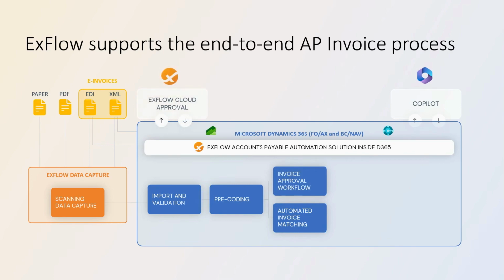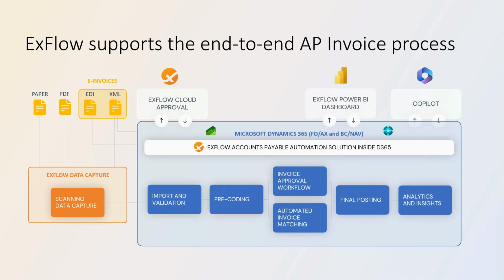Once the invoice is approved, the AP team can proceed with posting and payment. For reporting purposes, you can use Exflow or BC reports, or additional tools like Power BI and Power Automate. Let's go through the process one step at a time.